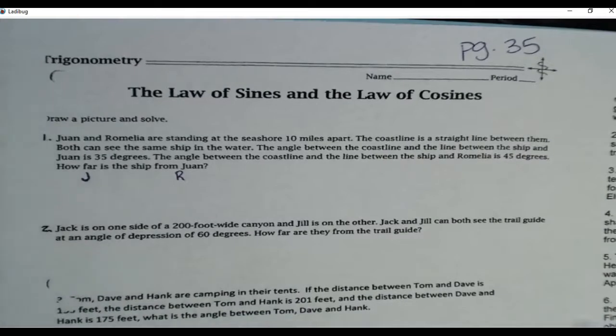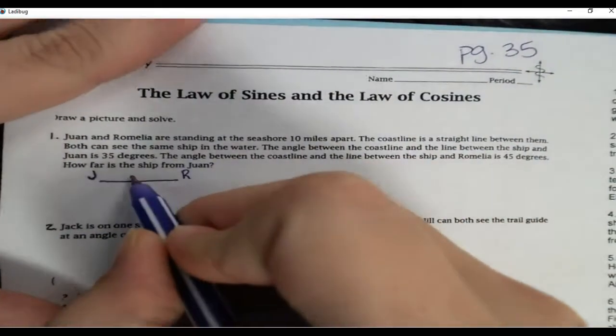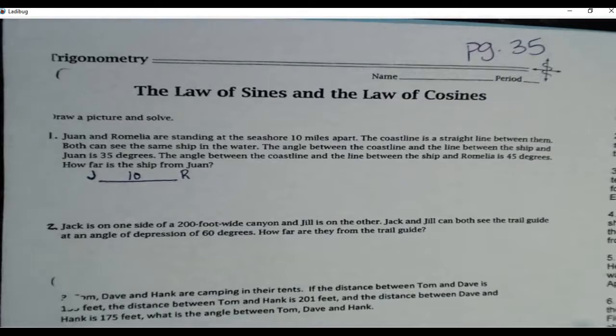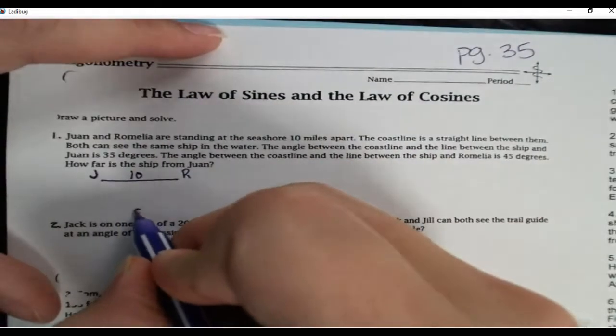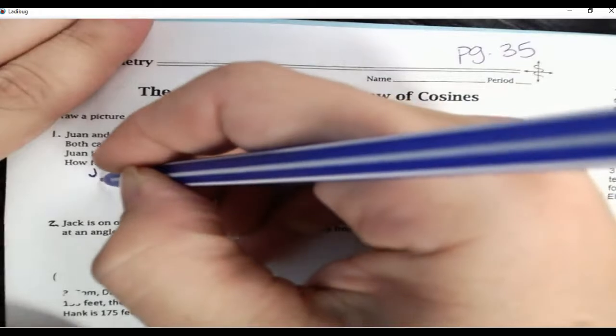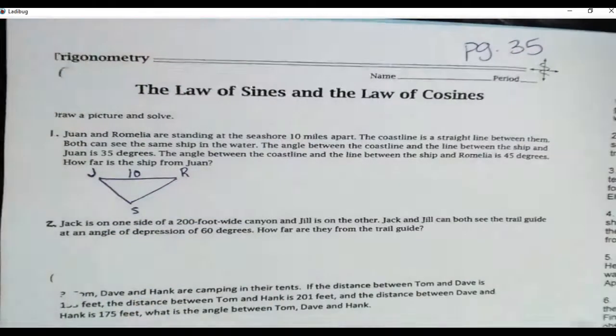Okay, so it tells me the coastline is a straight line, and that they are 10 miles apart. Okay. And they're both looking out here at a ship. Okay. So that'll complete our triangle. So Juan's looking at the ship, Ramelia's looking at the ship.